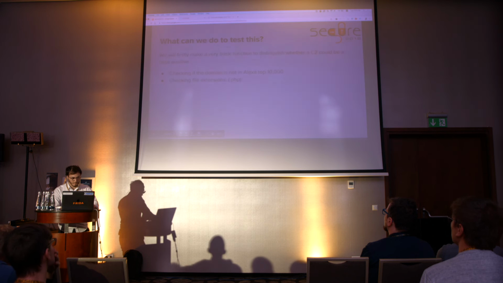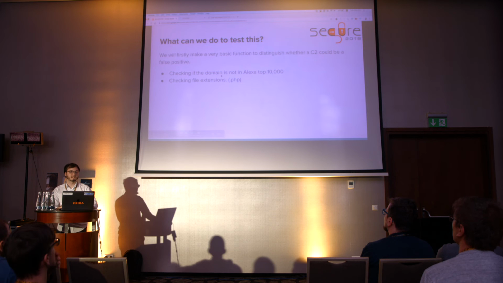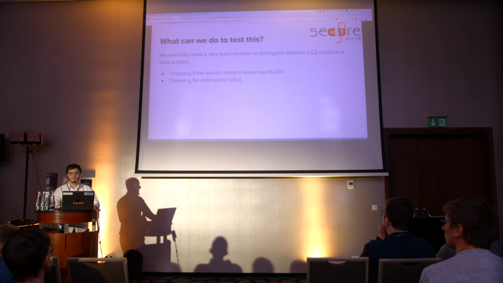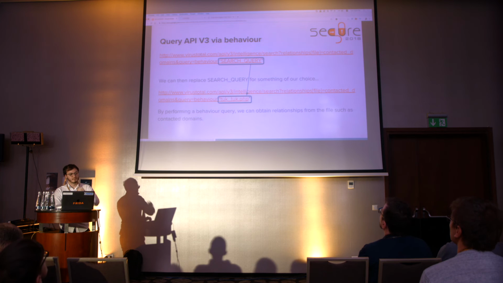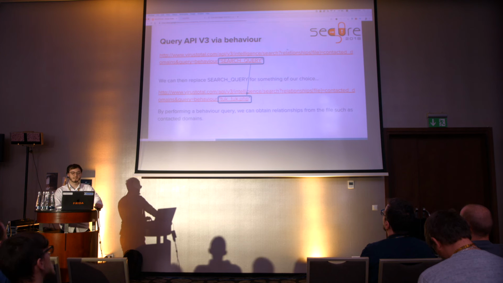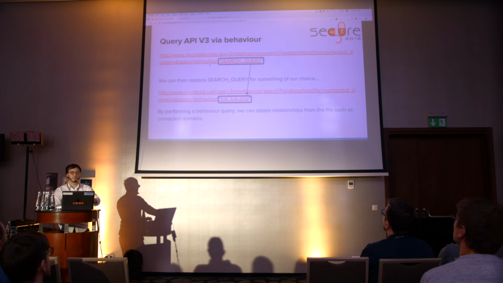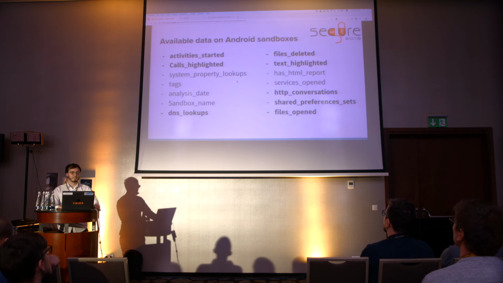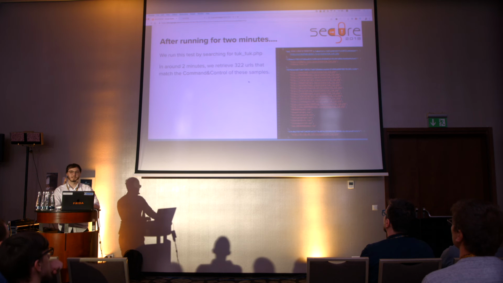So to test this new feature, I wrote a simple script that removed the top domains from Alexa and checked the PHP extensions of URLs. And then this very basic function was used to remove any false positives. Using the new API, the V3 version of VT, you can make relationships between files and information from the dynamic analysis. Then we can query for a specific behavior, which in this case is tac.php. I gathered a lot of samples using this query, and then ran them through this simple filter. In around 2 minutes of running this script, I got around 300 URLs from Android malware, and they are all matching malicious domains.